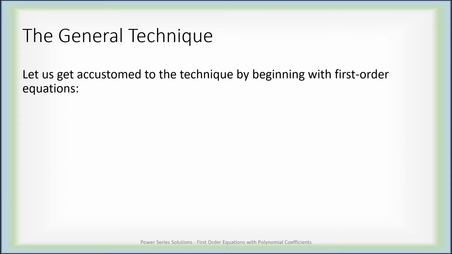Now we're going to get used to these techniques by beginning with first-order equations. So there's not a y double prime term. We just have p0 of x times y prime plus p1 of x times y equals 0.